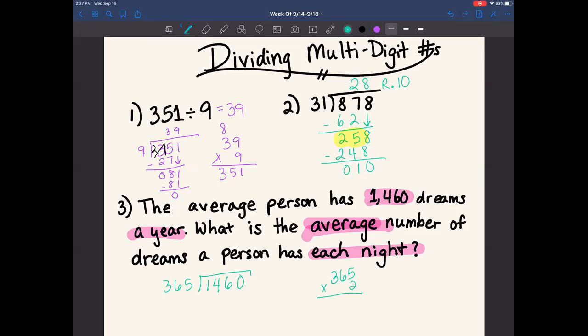So 5 times 2 is 10. I put the 0 down. 5 times 6 is 30, plus 1 is 31, I carry my 3. Then 5 times 3 is 15, plus 3 is 18. So that's 1,825. Now, I know that is too big, right?